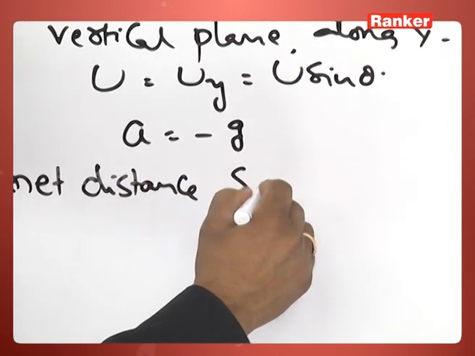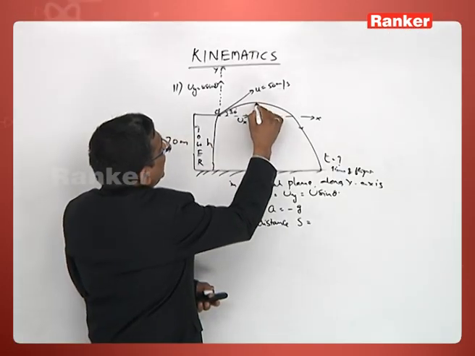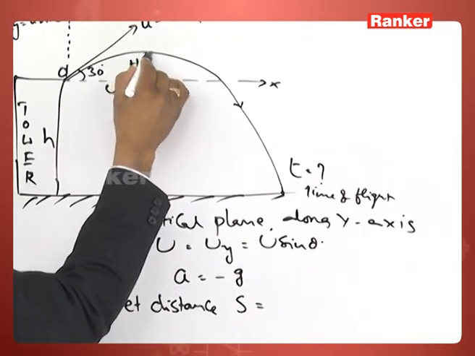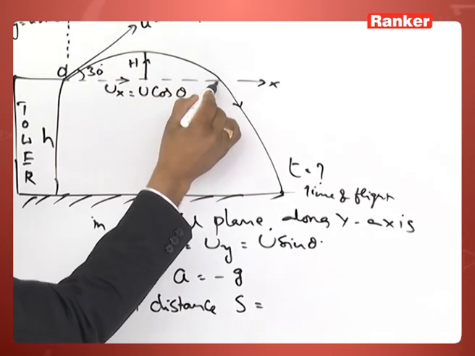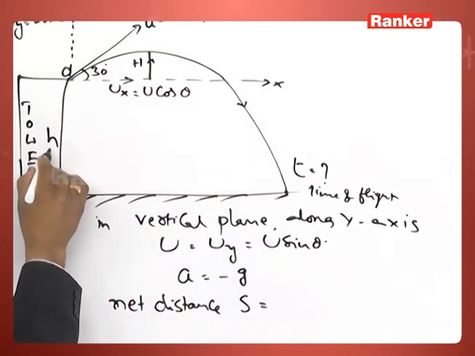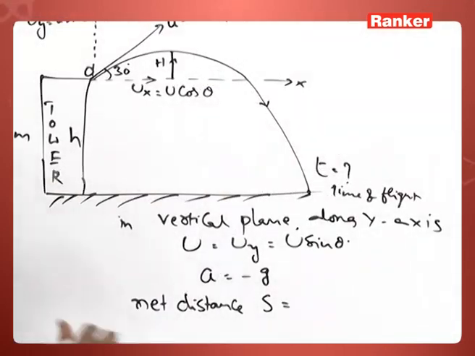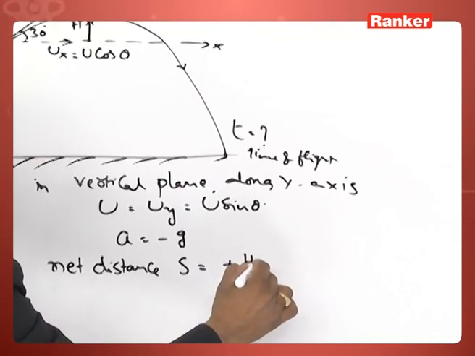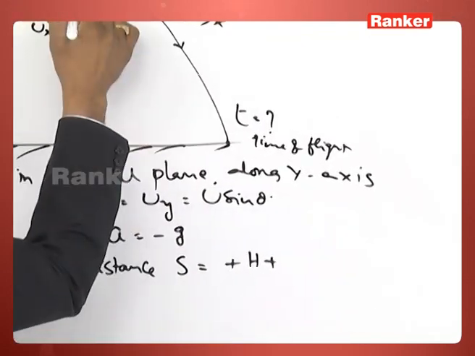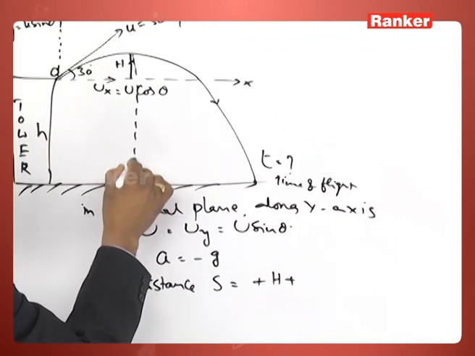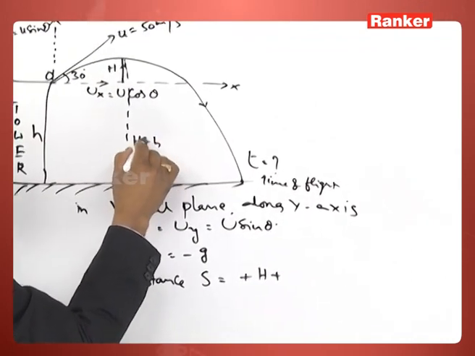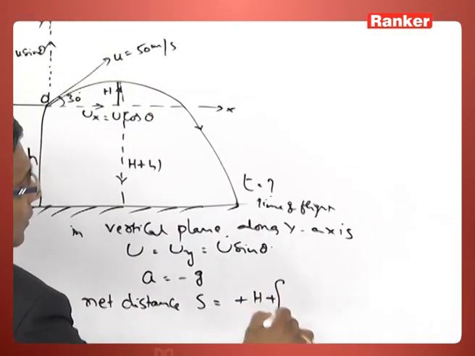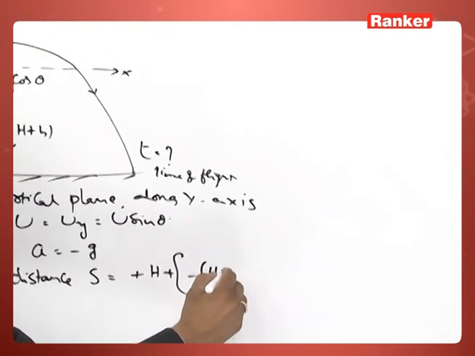Net displacement s is equal to, from here it is going to a height h in the upward direction. From there it is again coming down to this height, and further it is falling down through a height h. So net displacement, when it is moving up, that displacement I take as positive, plus h. While coming down, what is the total height it has fallen? The total height it has fallen is h plus h. This is while coming down, this is while going up.